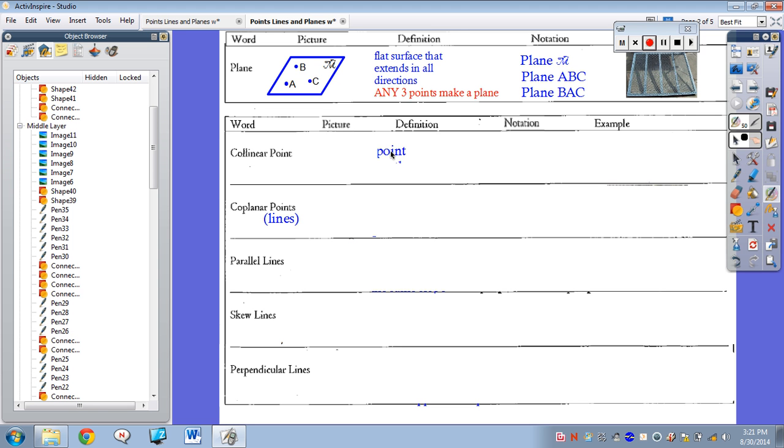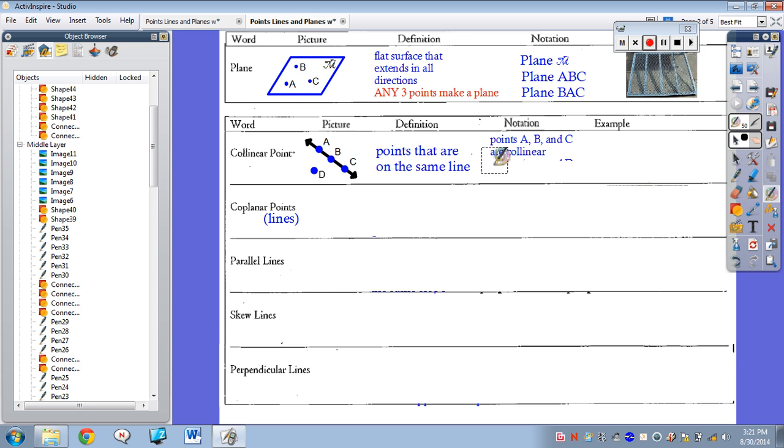Alright, collinear points are points that are on the same line. So collinear. Linear meaning line, and co meaning at least 2 on the same line. Okay, so if you look at this picture here, you've got A, B, and C are all on the same line. So those are collinear points. Okay, A, B, and C are collinear. Points A, B, and D are not collinear because they are not on the same line.